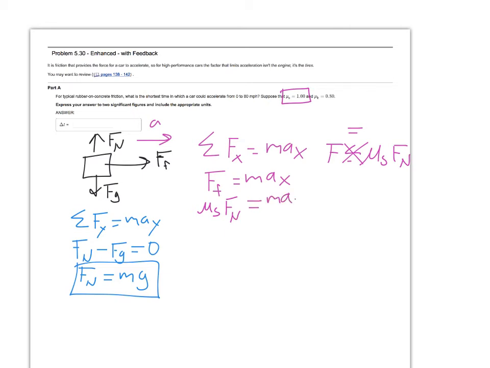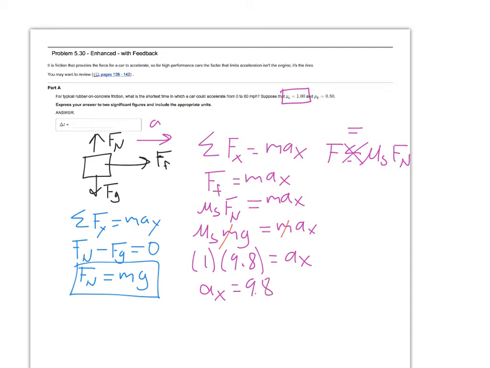That's equal to m times my x acceleration. I'm going to plug in for my normal force using what I just found with my y. So mu mg equals m times my x acceleration. My m's cancel out here, and I'm just left with mu, which is 1, times g, 9.8, equals my acceleration. So my maximum acceleration that the car can have is 9.8 meters per second squared.